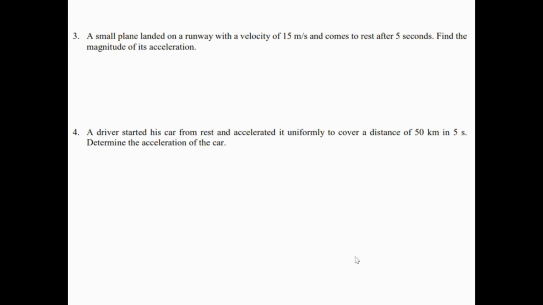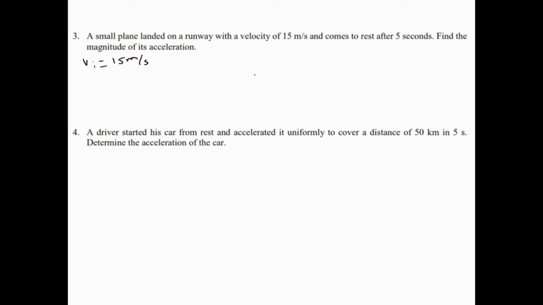Now we have to move to the third question, and the third question is related to the equations of motion with constant acceleration. So you have to identify each and every value very carefully. First of all, we are going to read the question word by word. A small plane landed on a runway with a velocity of 15 meters per second. So that means its initial velocity is given. What's the initial velocity here? The initial velocity is 15 meter per second.